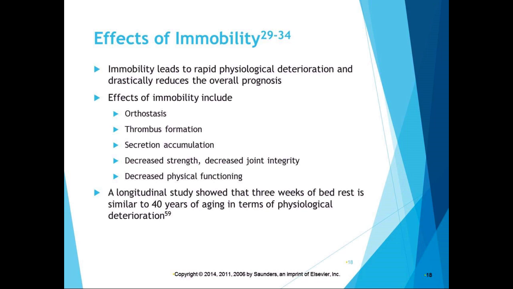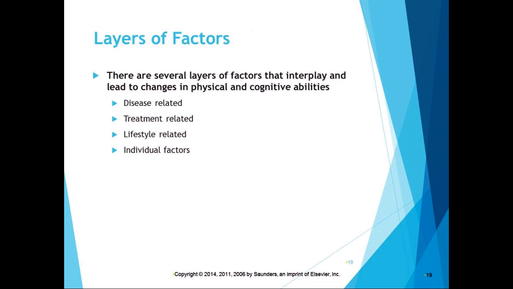We talked about in the last module the effects of immobility, some of which are listed here. I just thought this was interesting. The study showed that 3 weeks of bed rest is similar to 40 years of aging in terms of physiological deterioration. That's horrible, really. So we already talked about this, but this is just one of the consequences of cancer treatment. It can cause increased immobility, and then you have all the potential complications resulting from that. So lots of factors interplay in cancer that lead to changes in physical and cognitive abilities.